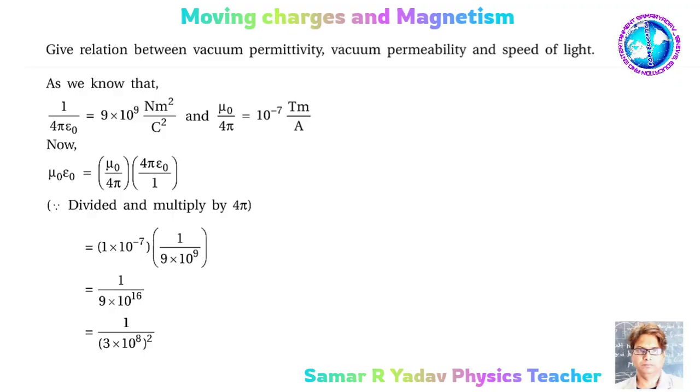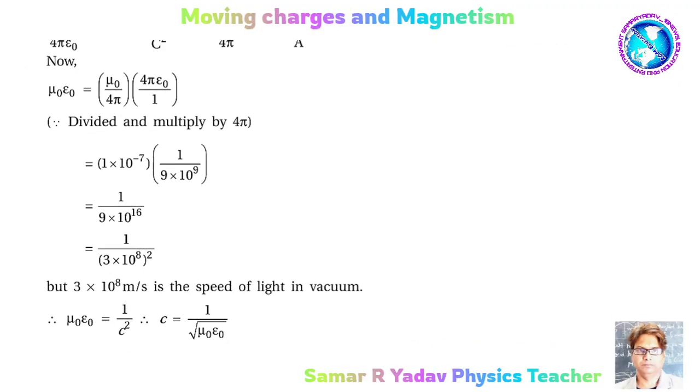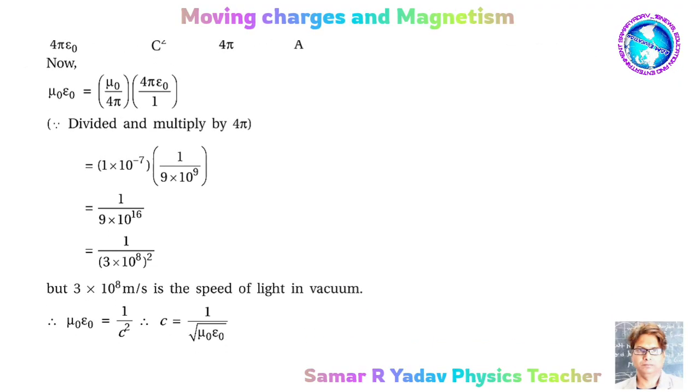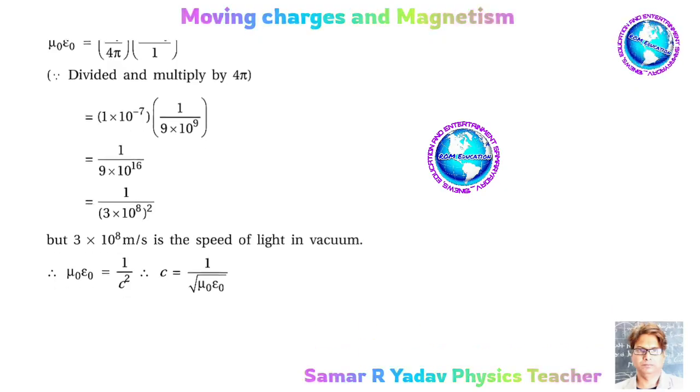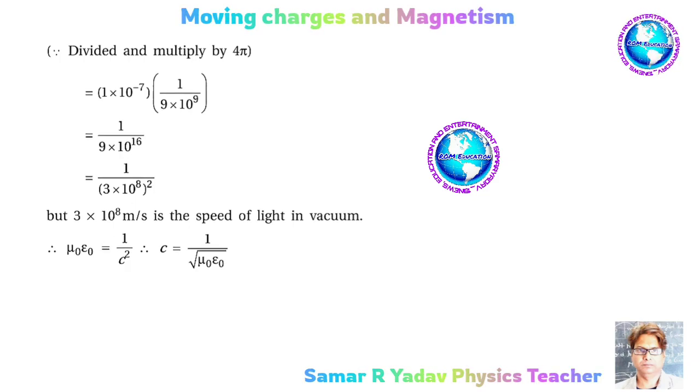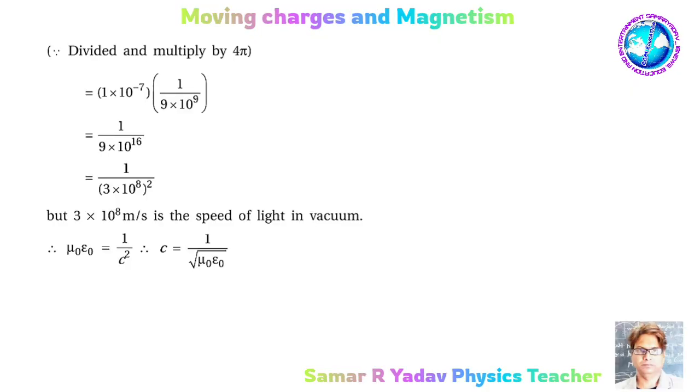divided and multiplied by 4 pi, is equal to 1 into 10 to the power minus 7 over 1 upon 9 into 10 to the power 9, which is equal to 1 upon 9 into 10 to the power 16, equal to 1 upon 3 into 10 to the power 8 whole square. But 3 into 10 to the power 8 meter per second is the speed of light in vacuum. Therefore, mu0 epsilon 0 is equal to 1 upon c square. Therefore, c is equal to 1 upon under root mu0 epsilon 0.